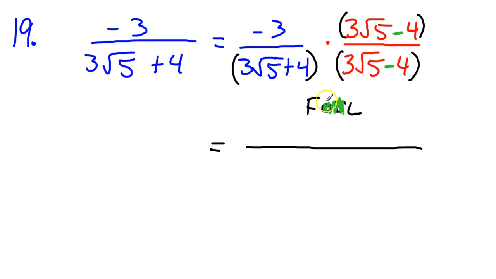So if we do 3 square root of 5 times 3 square root of 5, that's 9. And then square root of 5 times square root of 5 is 25. And then you have the O and the I knock each other out, so then you're just going to do the last times the last. So that's going to be a negative 4 times a positive 4. So that would be a negative 16.